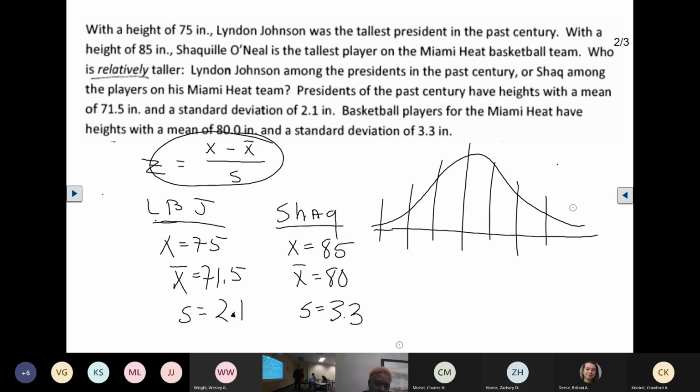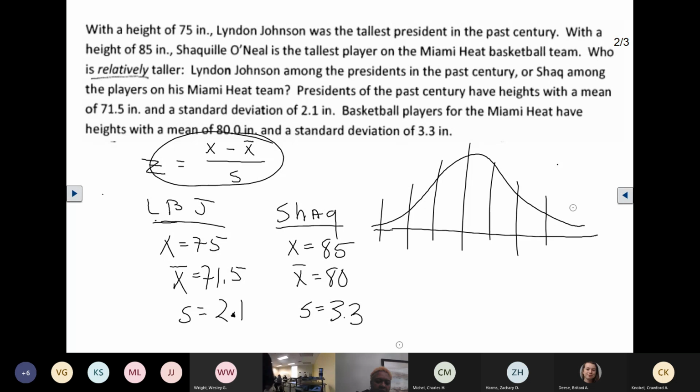X minus X bar over standard deviation. So 160 minus... What is X with LBJ? 75 minus what? 85. 71.5 divided by 2.1. That's the Z-score for LBJ. And then you need to find the Z-score for Shaq. You got to do 2 calculations. 8.3 divided by 5.